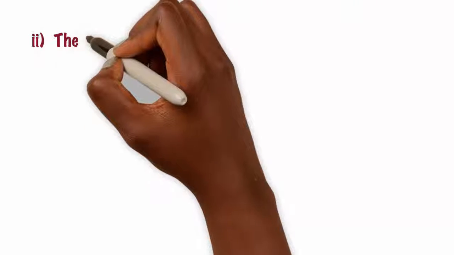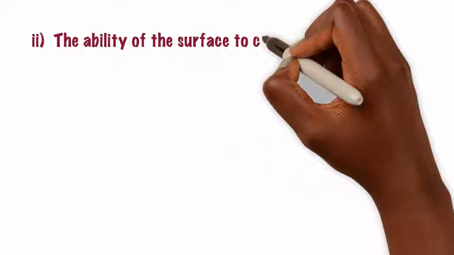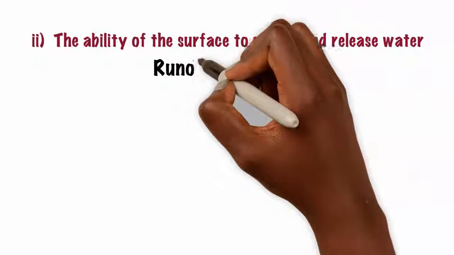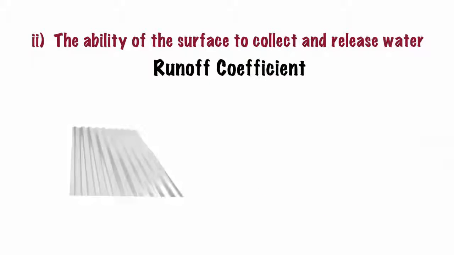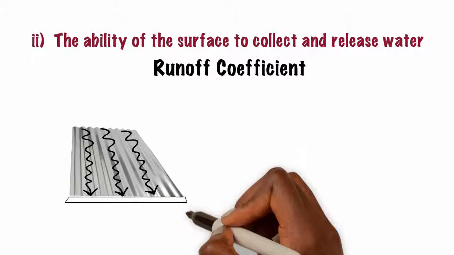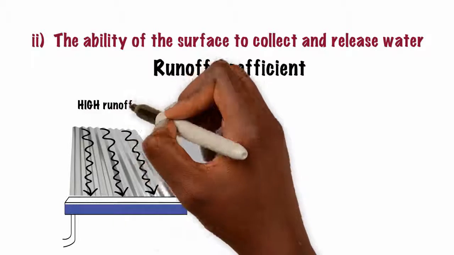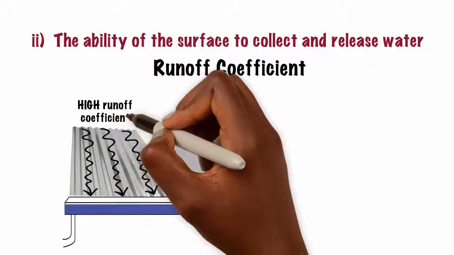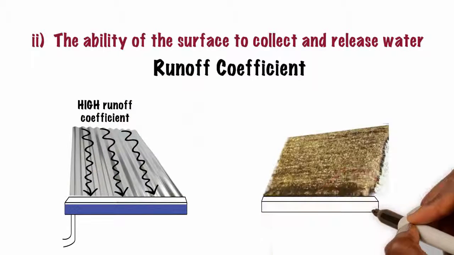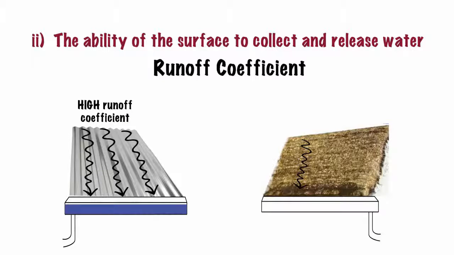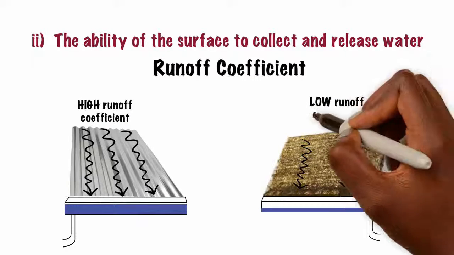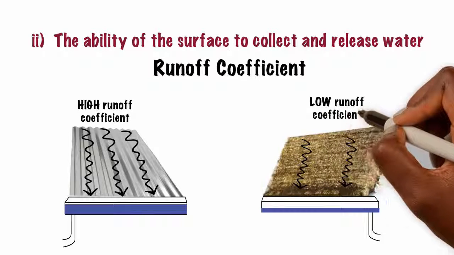2. The ability of the surface to collect and release water. This is commonly called runoff coefficient. For example, iron roofs can easily collect and release rainwater into conveyance channels. In this case, the runoff coefficient for an iron roof is relatively high. However, earth surfaces absorb some of the rain, and hence the amount collected from such surfaces is always much lower. In this case, runoff coefficient for a normal earth surface is relatively low.